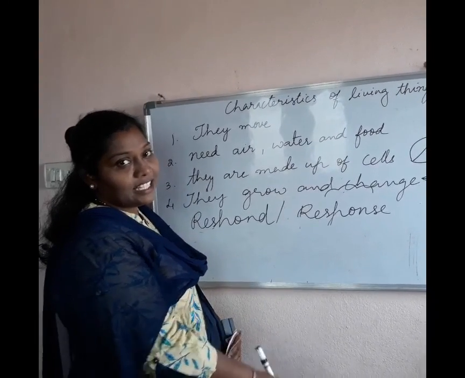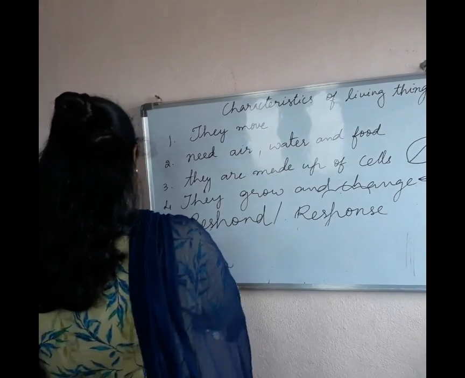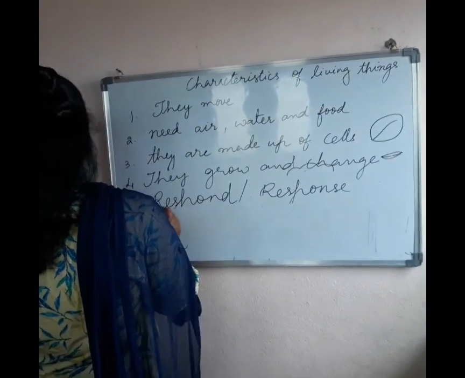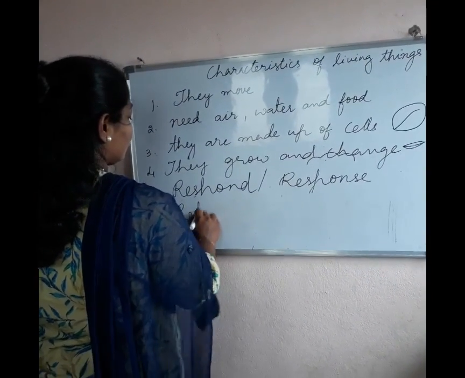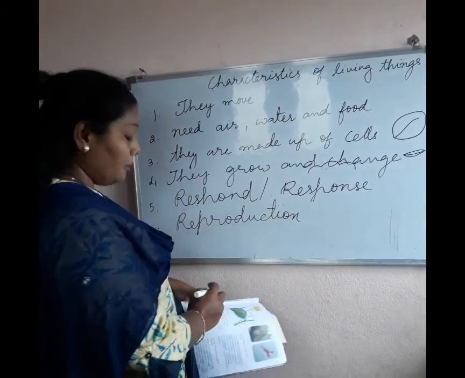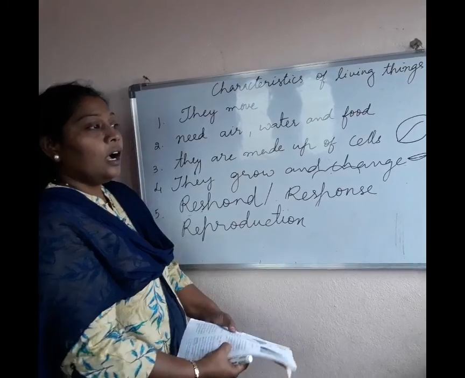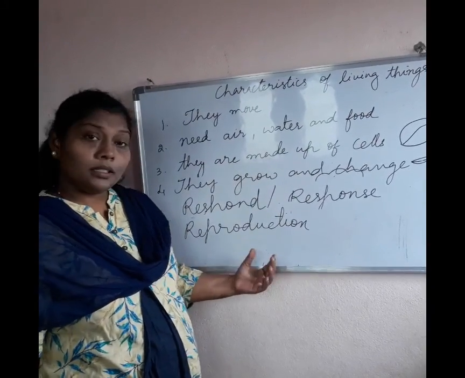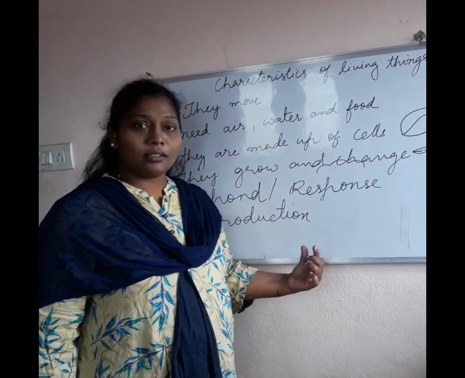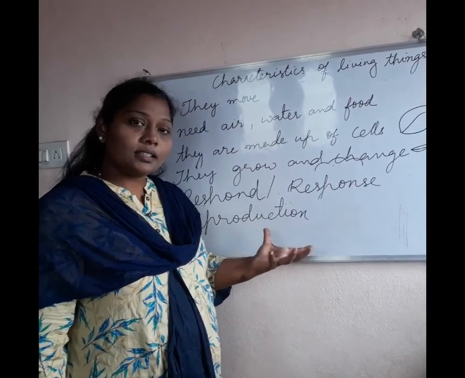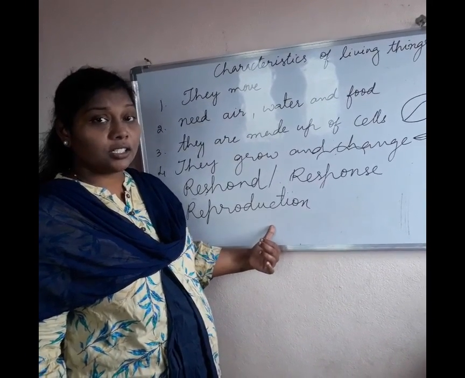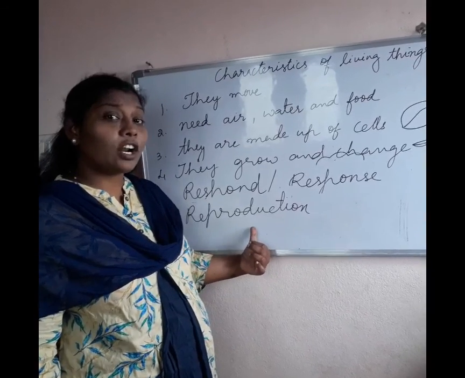Okay, children. Now we will see the last and final characteristic. What is it? The last important characteristic is reproduction. This is a very important characteristic. Have you ever seen a small puppy born to a big dog? What is that process called? It is simply called reproduction. Repeat it. Reproduction.